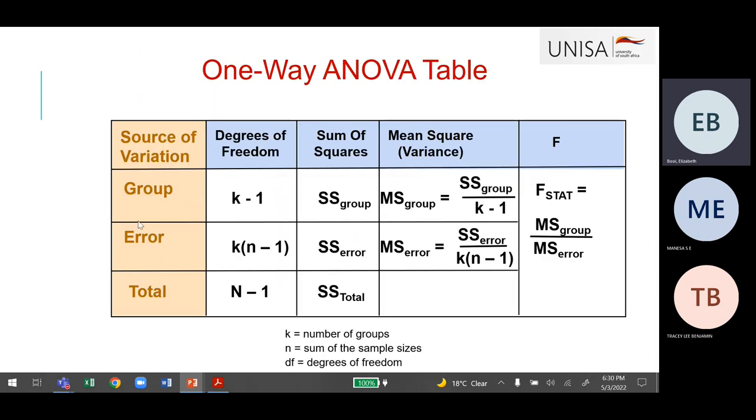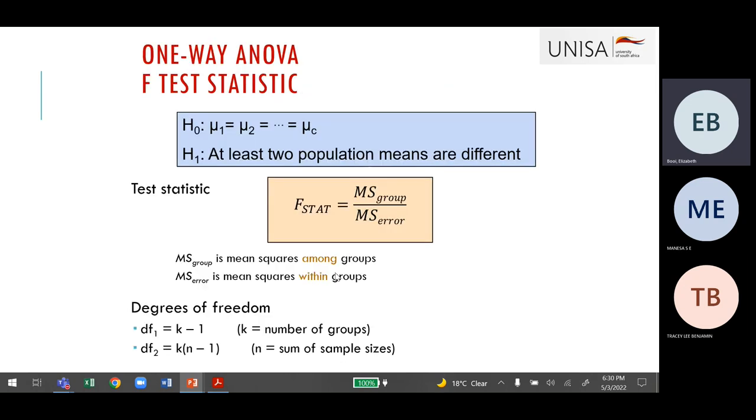We always use the degrees of freedom for the group and the error. So your degrees of freedom for number one will be k minus 1, which is amongst the groups. And your degrees of freedom for error will be within the groups, and that will be k times n minus 1, where n is your sample size. Okay, so how do we find the critical value?